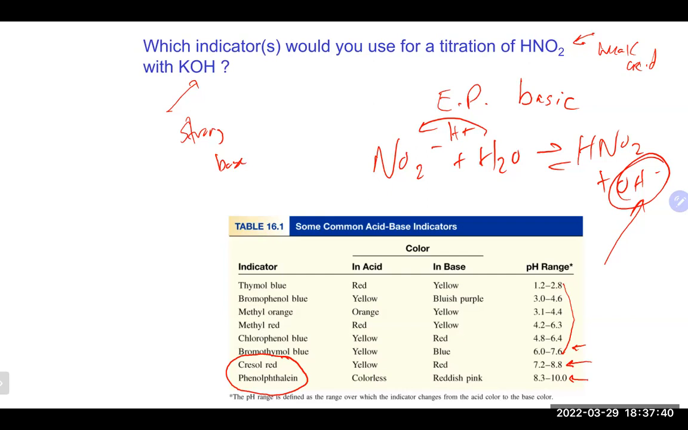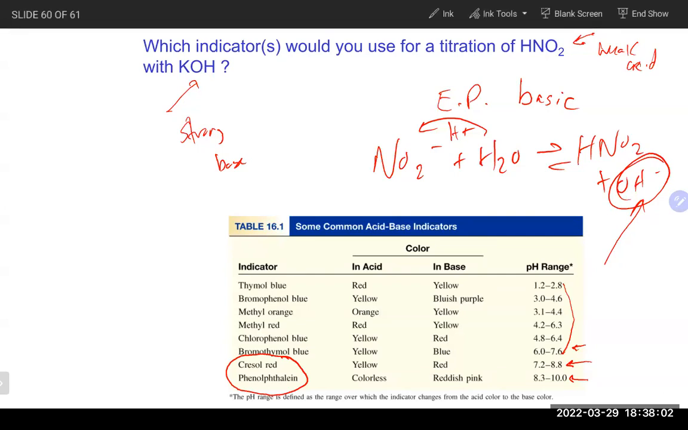And again, you could go to your list of indicators and say, okay, this one definitely is going to show us the color change around the equivalence point. And that's obviously what you would be looking for, a color change around the equivalence point to indicate that you have reached the end of the titration. Any questions on indicators? All right, well, that wraps up this chapter here.